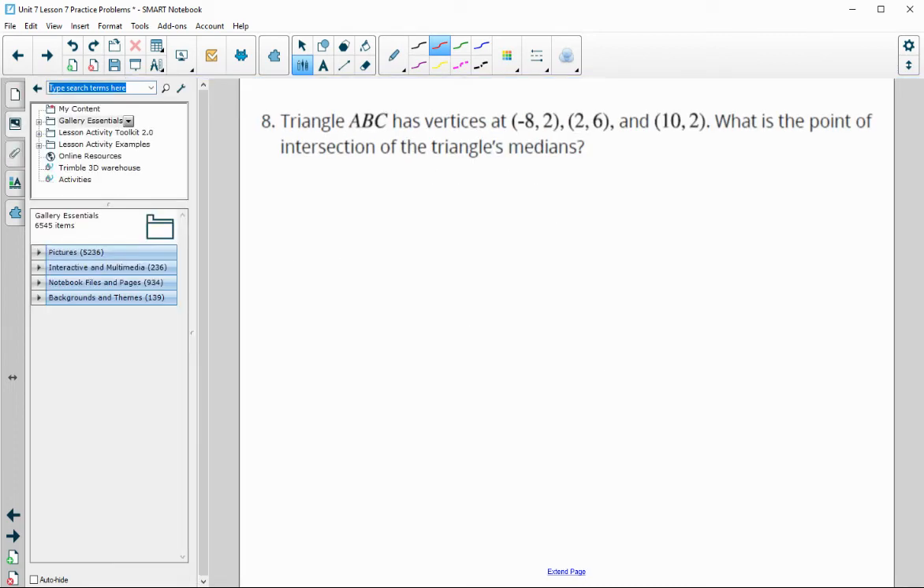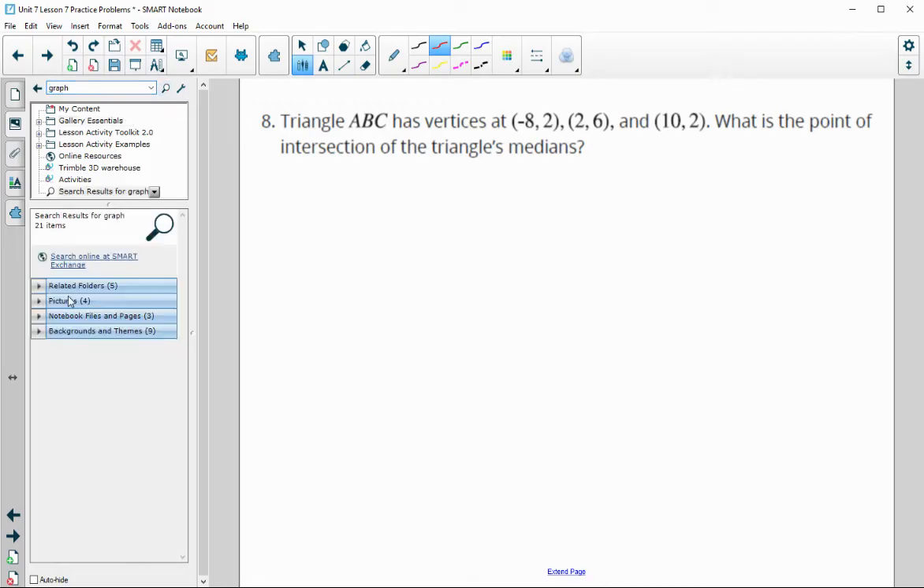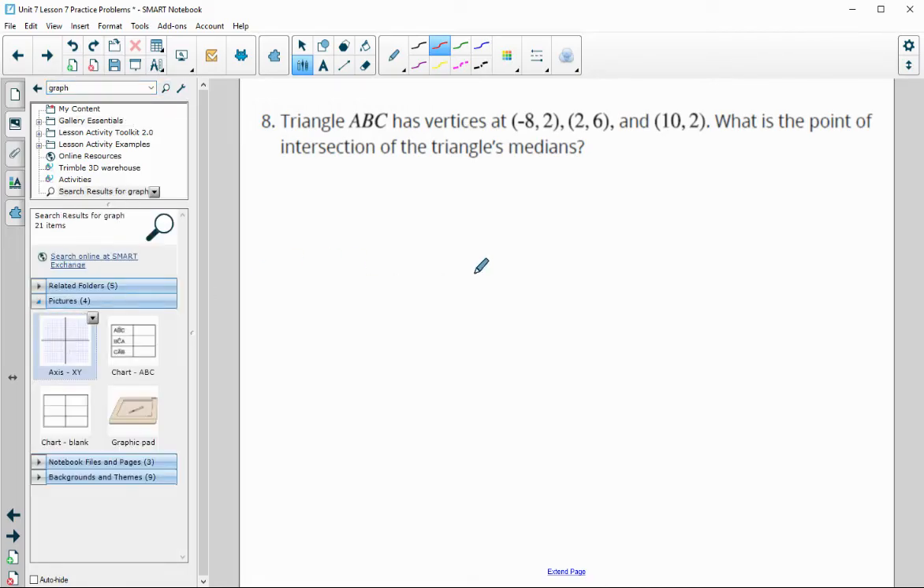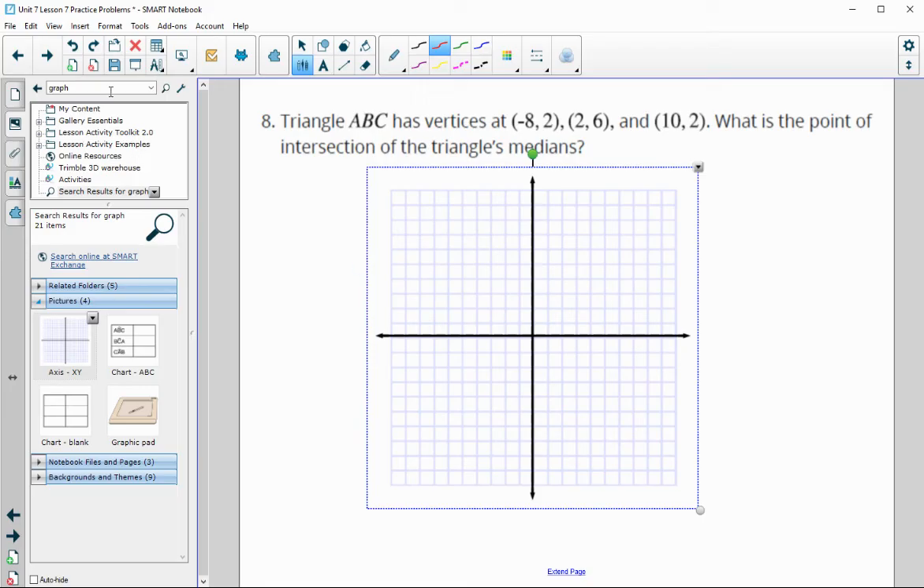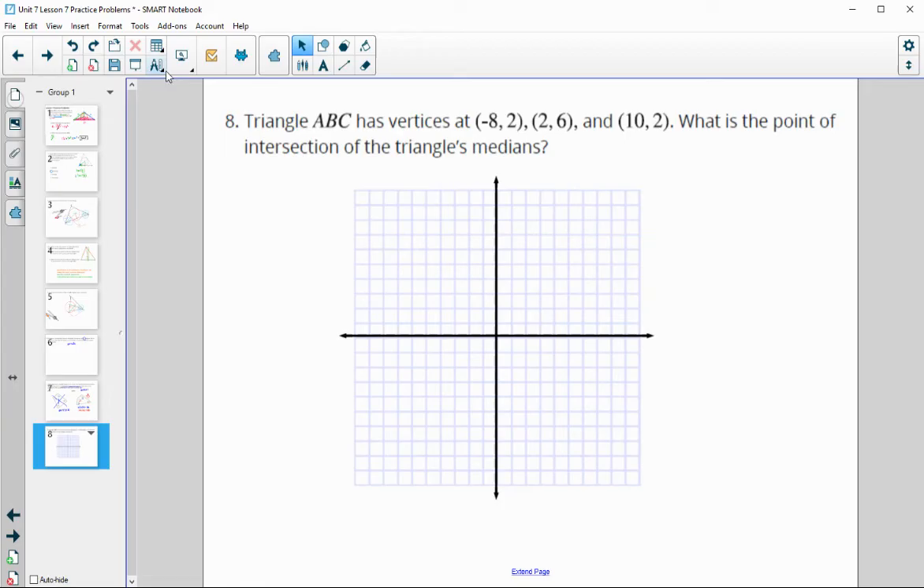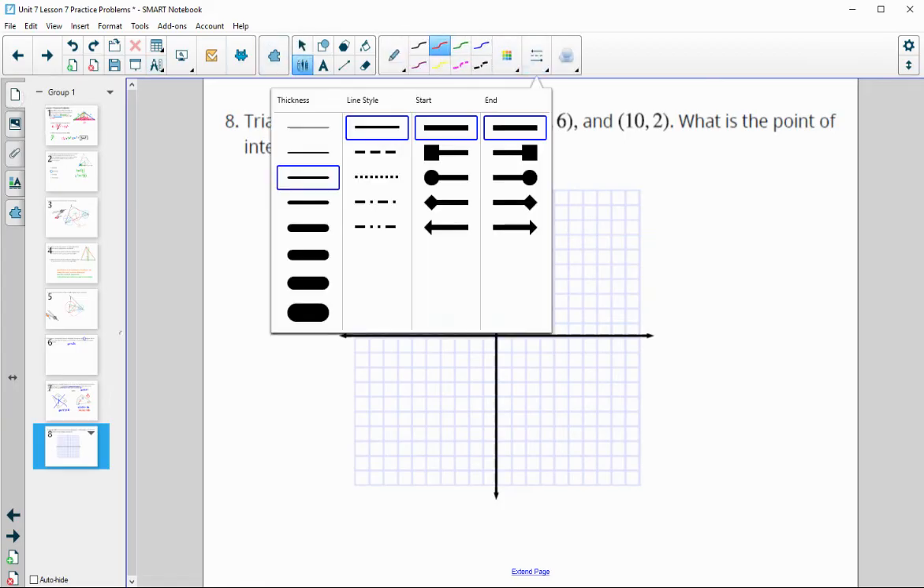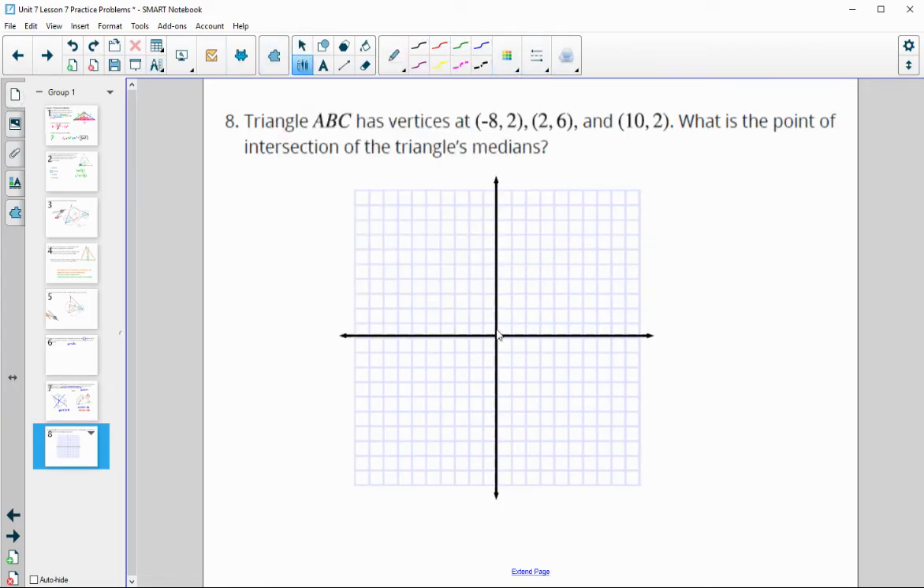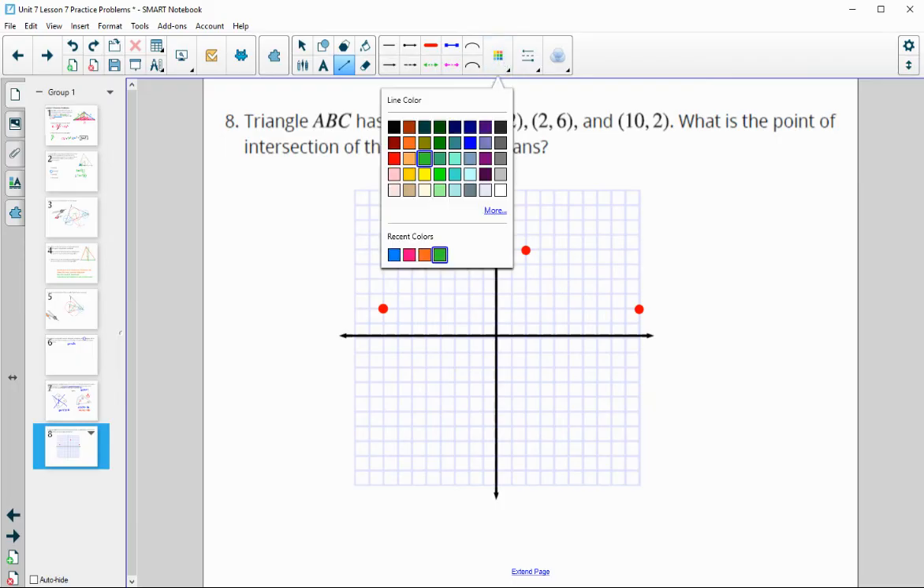All right, number 8 says we've got the triangles at these different vertices. So I'm going to go ahead and graph this. And we want to find where the medians intersect. Again, you can do this other ways. I just prefer graphing it. So let's go ahead and plot these points. So the points are at -8, 2, 2, 6, and at 10, 2. So if we connect these, we'll have our triangle.